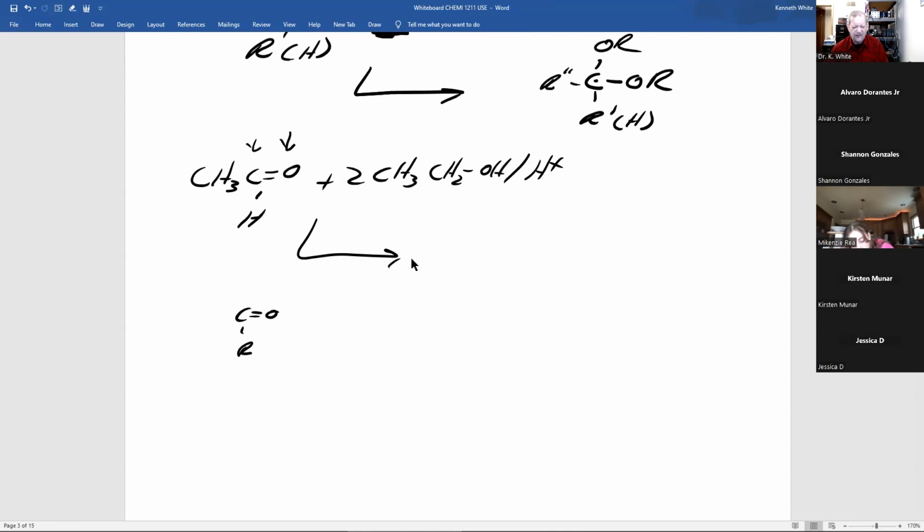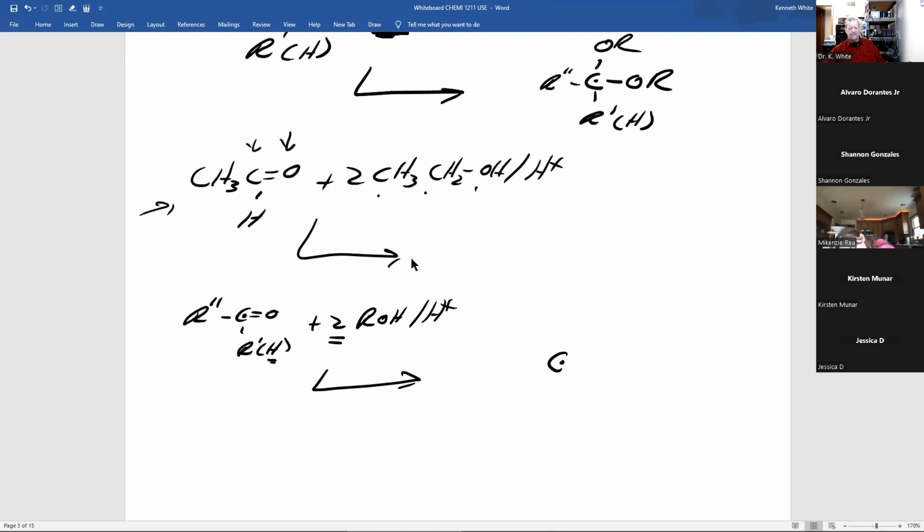It's got a hydrogen. It could be R prime or hydrogen, but it is a hydrogen. And it's got carbons, R double prime. In our case, this is an aldehyde. It could have been a ketone. Ooh, the number 2, that's unusual. And carbon-carbon hydroxyl group, alcohol, acid catalyst. Keep your eye on the carbonyl carbon.